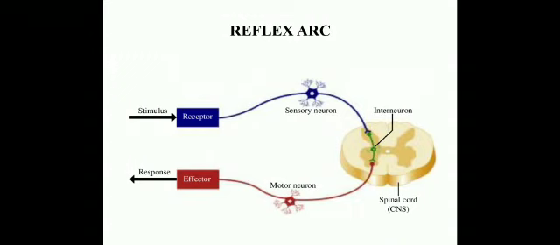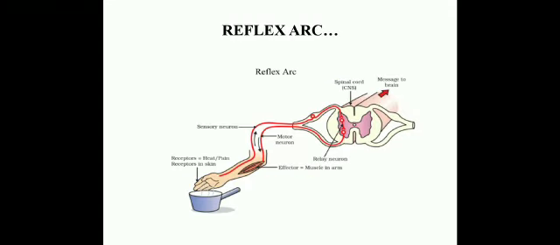The reflex arc. A reflex arc is the functional unit of the nervous system. The monosynaptic reflex arc consists of the receptor, the sensory neuron, interneuron, the motor neuron and the effector. Here we can see the receptor in the skin. Sensation is carried through the sensory neuron and the motor neuron brings the contraction of the effector, that is the muscles present in the arm.